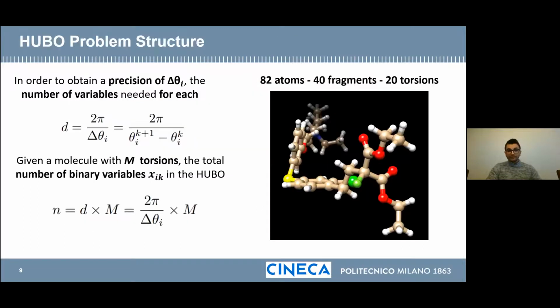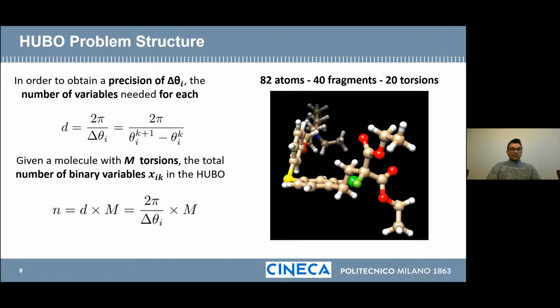Now, let's talk about the problem structure. In order to obtain a precision delta theta I, we have to define the number of variables needed to achieve this precision. And the number of variables will be d. And given a molecule with m rotables, the total number of binary variables will be d times m.